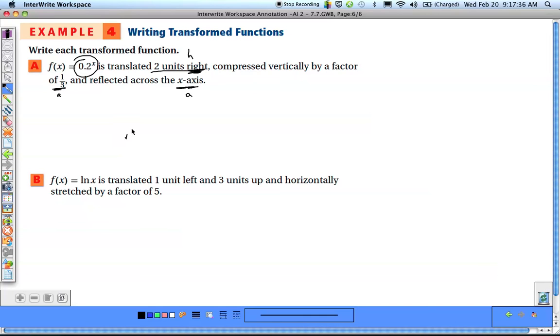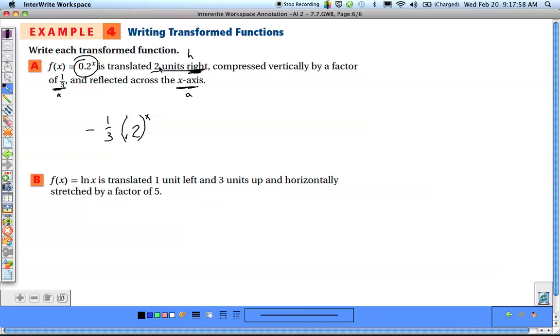So we start off with our 0.2 raised to the x power, and let's see what we need to throw in there. Well, we have two values for a. We have the reflection across the x-axis. We have the vertical compression by 1/3. So that means that we're going to take this thing and we are going to multiply it by 1/3 for the vertical compression, and we have a -a for the reflection across the x.